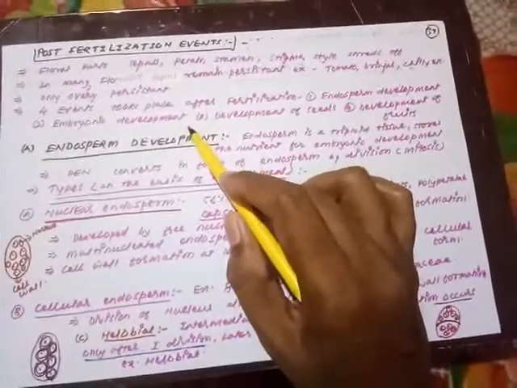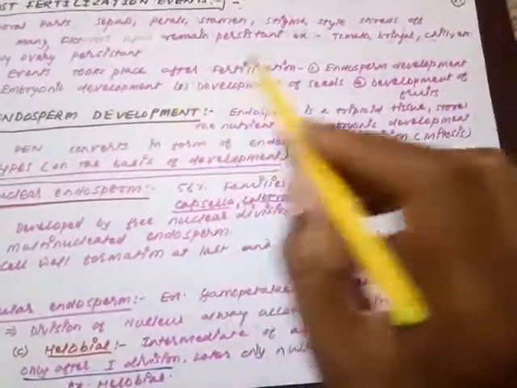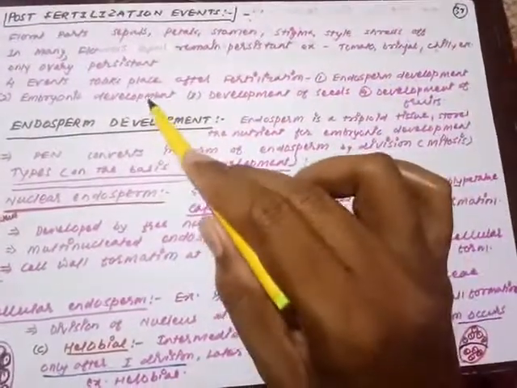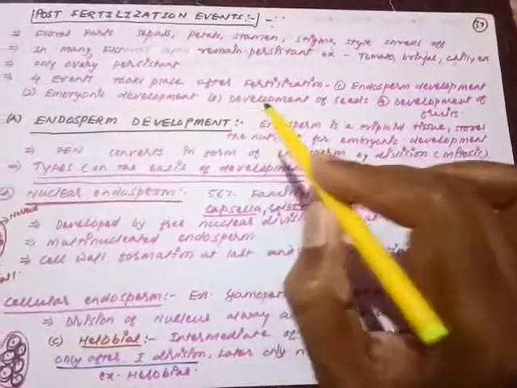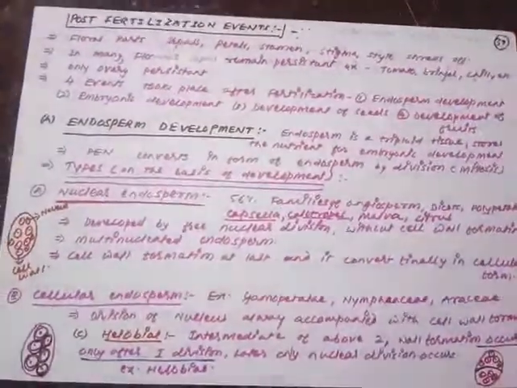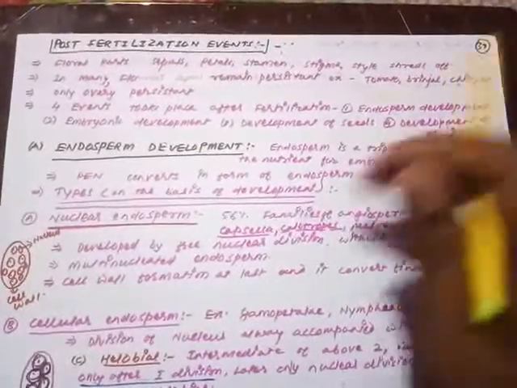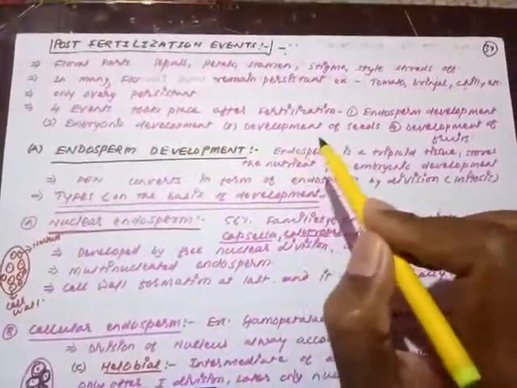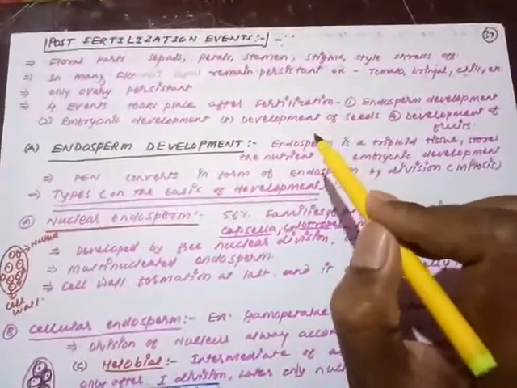There are four important events that take place. Number one, development of endosperm. Number two, development of embryo. Number three, development of seeds. And number four, development of fruits. So there are four events. The first one is the endosperm development, the second is the development of embryo, the third is the development of seeds, and the fourth is the development of fruits.